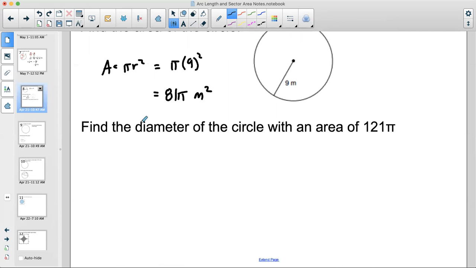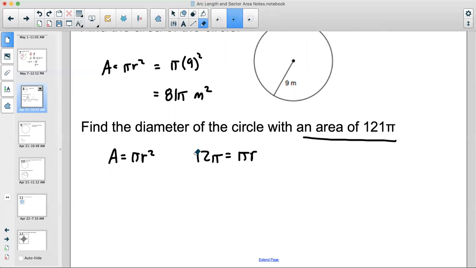Here's a similar question. Find the diameter of a circle with an area of 121 pi. Here, this is my formula for area. This has A and R in it. And it says an area of 121 pi, so that goes where the A is. So I get 121 pi equals pi r squared.